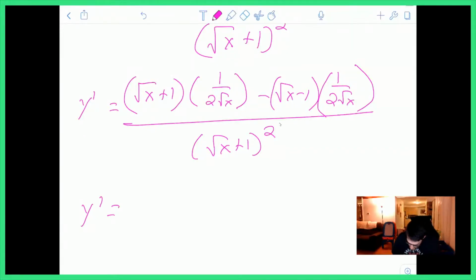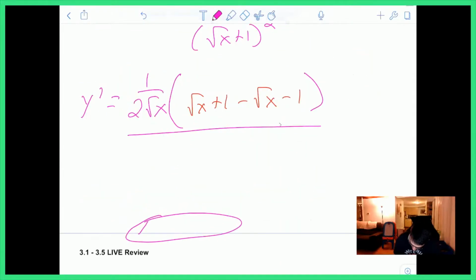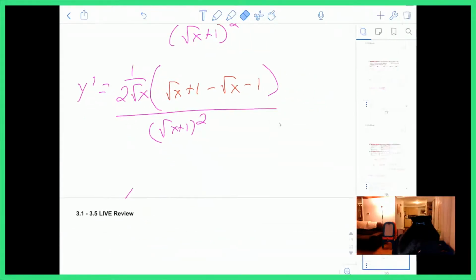So if I distribute this, or I could actually just factor it out, and then I'd have the terms being subtracted. Maybe we just try that first before we multiply. What if I factored this out of the numerator? So this term would lose this, and this term would lose this. So what's left is radical x plus 1 minus radical x minus 1, all divided by (radical x plus 1) squared. I don't know what that is, but let's add another page.